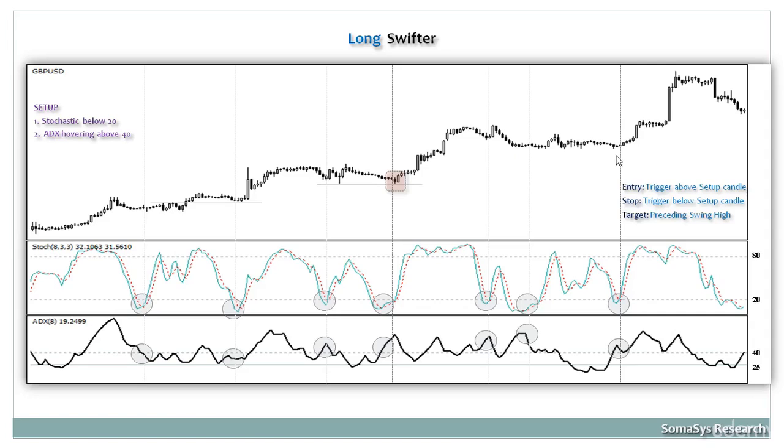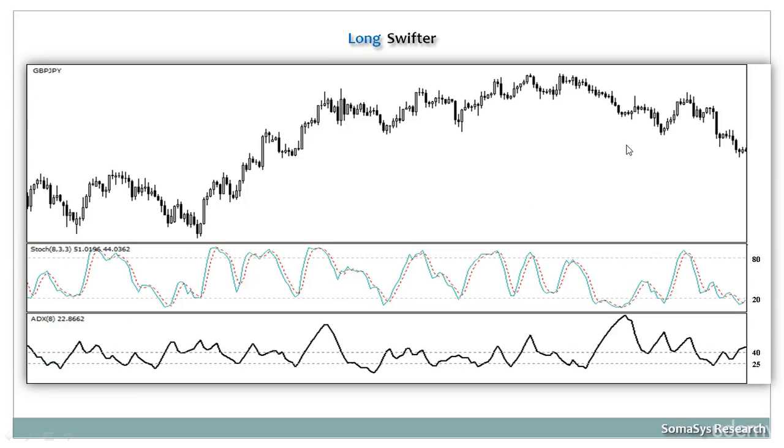Then we have a situation here. Price takes support at a preceding swing low point. Also the risk and reward ratio is excellent. It's around 1:4. A very good opportunity we have here. We have a long swifter here again.